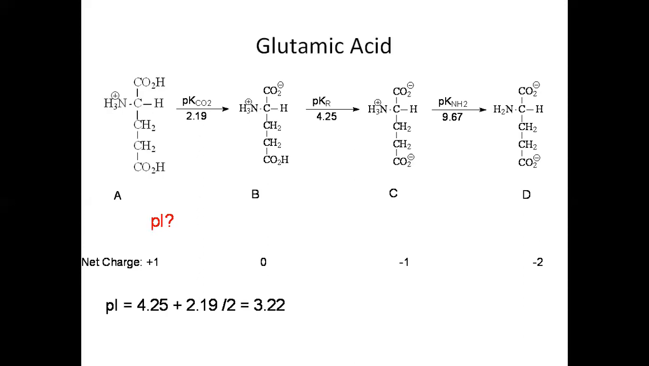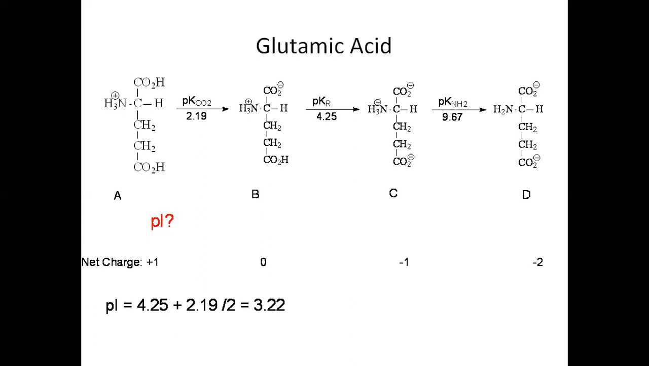As we increase the base addition, the next group to be attacked will be the R group of the amino acid, and we derive a structure which we will call structure C. If we want to consider the question of what is the pI, we have a bit of a question on our plate. In the case of glycine, we simply added the pK value of the carboxylic acid group and the pK of the amino group, and divided by 2.